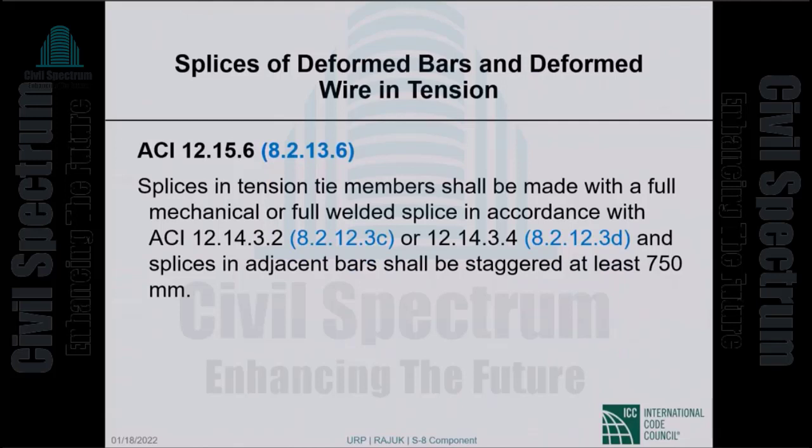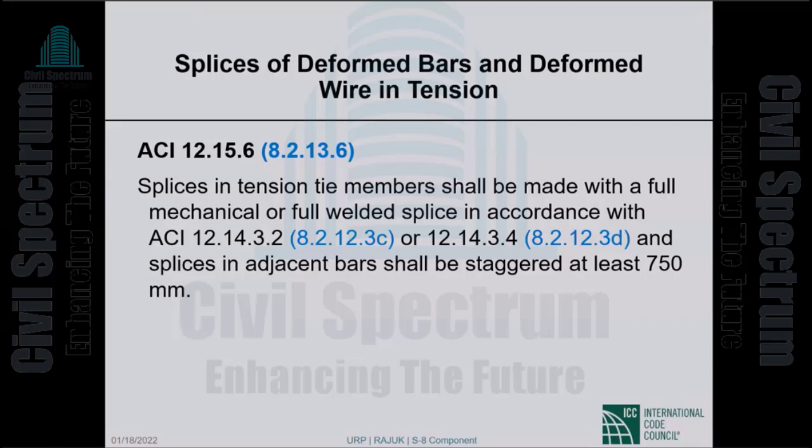Splices of deformed bars and deformed wire in tension. We are on the same subject. Splices in tension tie members. Splices in tension tie members shall be made with a full mechanical or full welded splice in accordance with the relevant section, and splices in adjacent bars shall be staggered at least 750 millimeters.